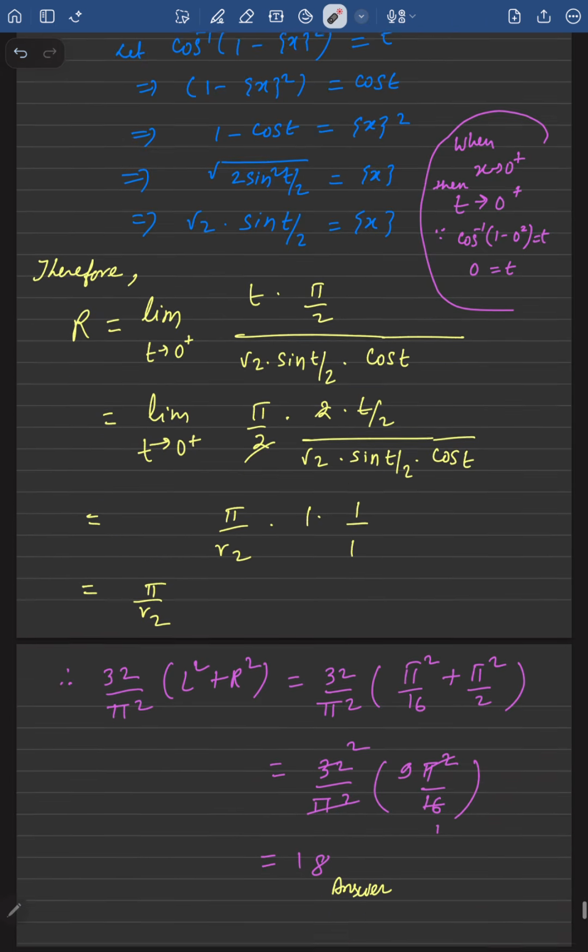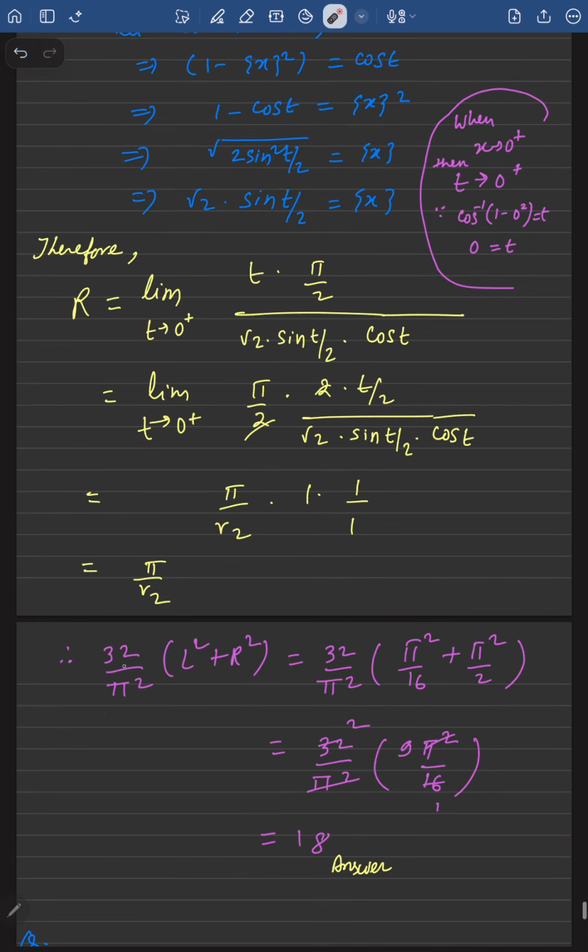So in this way we are getting L and R both. Now we have to find 32 by pi square into (L square plus R square). So 32 by pi square, L square was (pi upon 4) square, that is pi square upon 16, plus pi square upon 2 for this. Now you simplify, 16 LCM, so 2 8s are 16, 8 plus 1, 9 pi square upon 16, pi square cancels, 16 2s are 32, 9 2s are 18. This is the answer. Thank you.